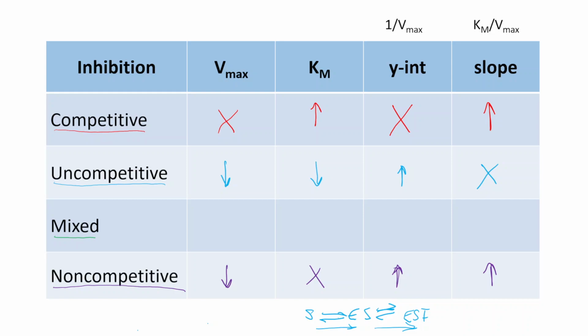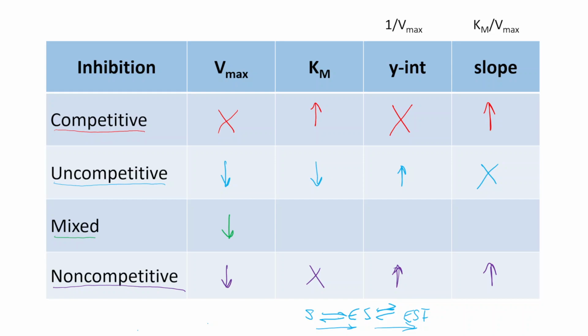So that brings us to mixed. Mixed is a little bit more general. We have a mixture of competitive and uncompetitive, but it might be a little bit more competitive than uncompetitive, or a little bit more uncompetitive than competitive. So let's think about what happens when we mix them together. For Vmax in mixed, we're mixing together a no change and a decrease. So overall, what would that mean? Still a decrease.